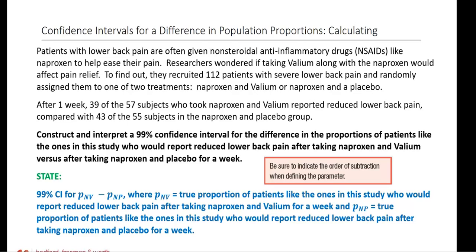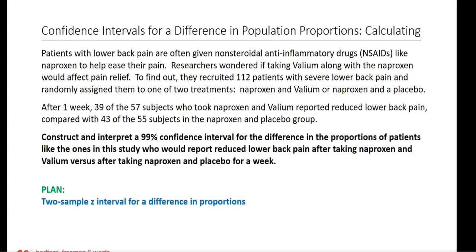Okay, so for the state section, you want to talk about, we're doing a 99% confidence level. We're doing the difference and stated the order. So naproxen Valium is NV and naproxen placebo is NP. Therefore, I like that description. And you find what both of those are. That's called defining the parameters. So you have to define both parameters here. Sometimes they accept it if you just have the NV, like if you label them with meaningful labels, that sometimes works on the rubric, so it kind of depends.